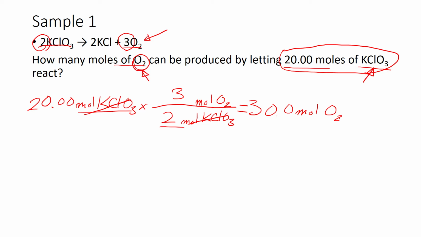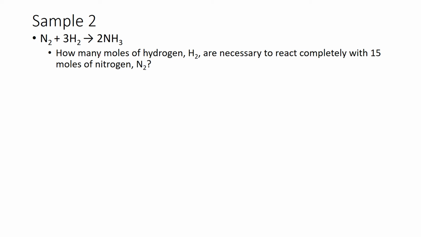All right, let's try another one. How many moles of hydrogen gas, H2, are necessary to completely react with 15 moles of nitrogen gas? So our given is 15 moles of nitrogen gas. Notice that I include both the units and the chemical along with the value. A lot of us might be a little lazy and just want to put in the value, but don't forget both the chemical and the unit. It's going to help us in the next couple of problems.